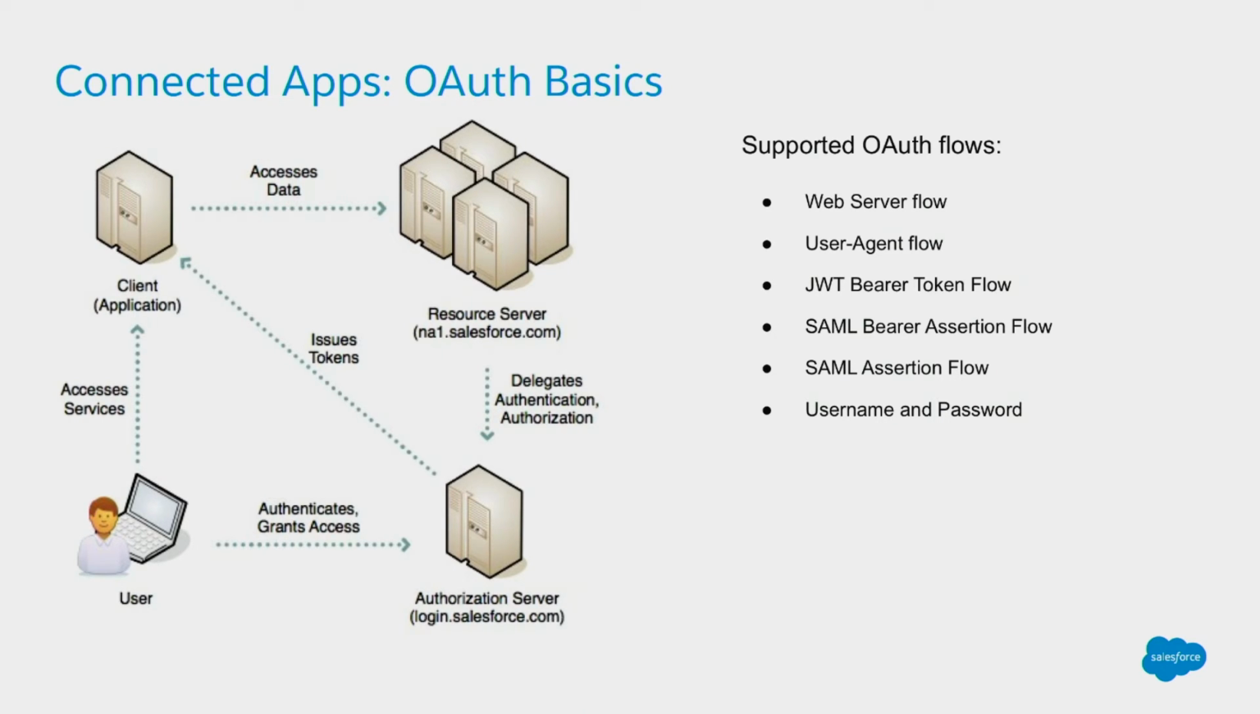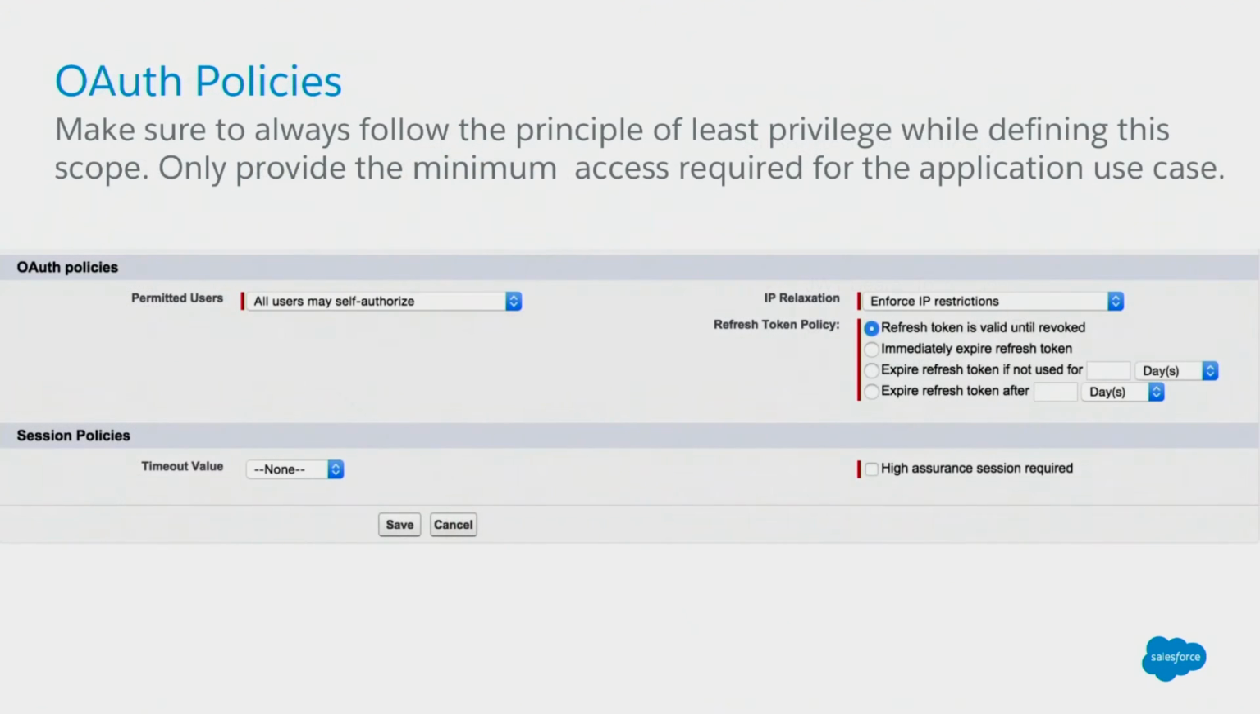If you have SAML sessions and you want to use OAuth to that, you can use SAML bearer assertion flow or SAML assertion flow. And also we support the user and password flow. Let's say you have a username and password, you want to get the token using that, you can use a username and password flow for that.